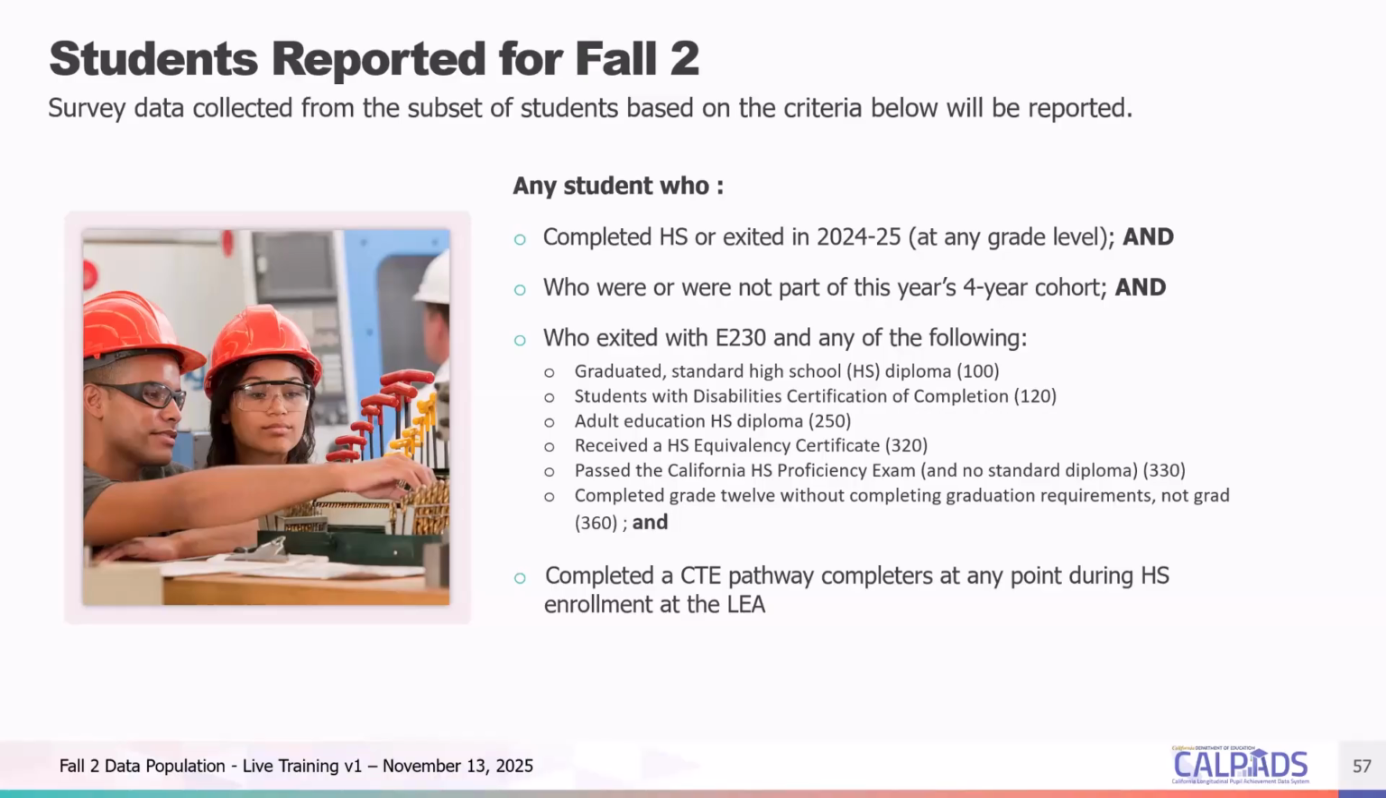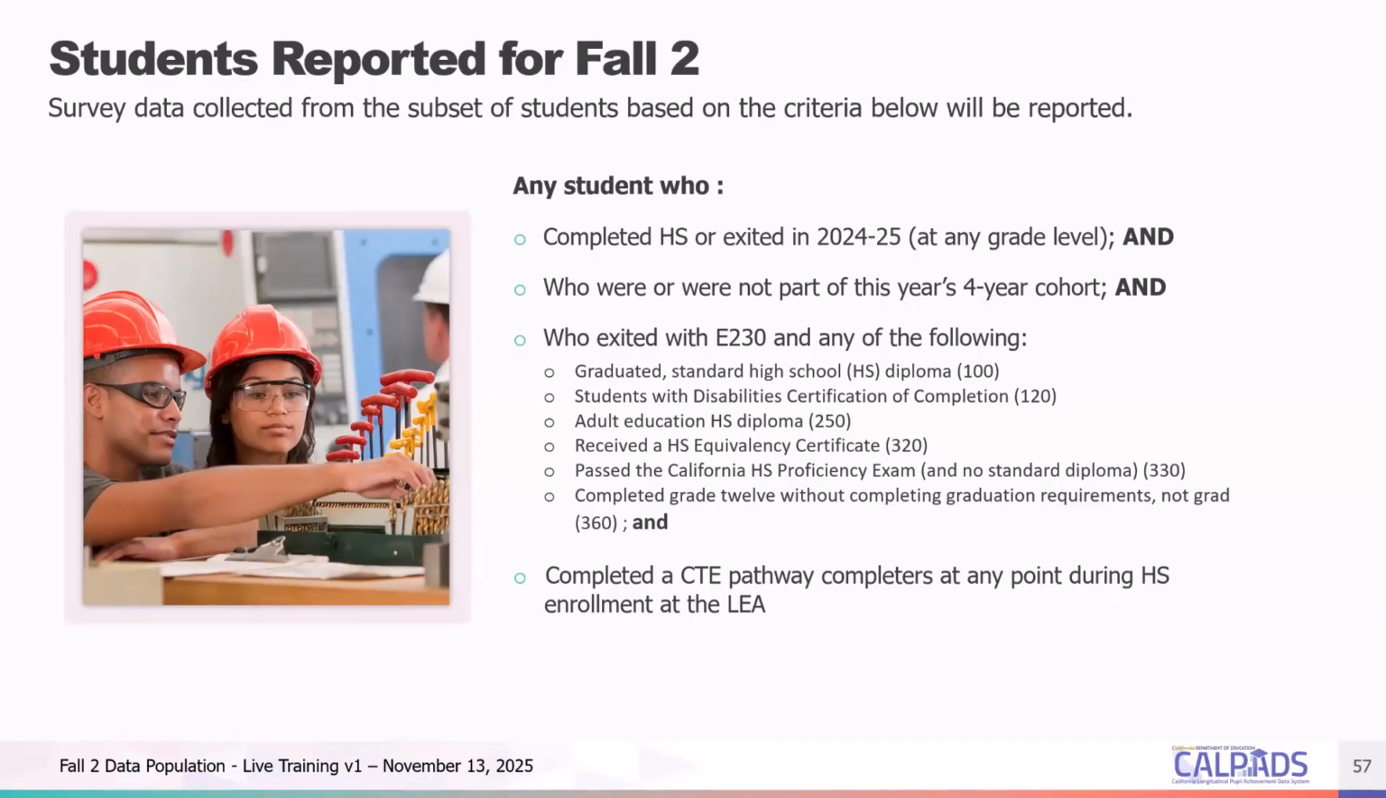Adult education high school diploma students exited with the 250 completion status; received a high school equivalency certificate, exited with a 320 completion status; passed the California High School Proficiency Exam, a 330 completion status; or completed grade 12 without completing graduation requirements, not a graduate, a 360 completion status; and completed a CTE pathway at any point during their high school enrollment. A student could have transferred into the LEA their senior year, having completed a CTE pathway at their previous school. You still want to survey that student because they're a CTE completer.